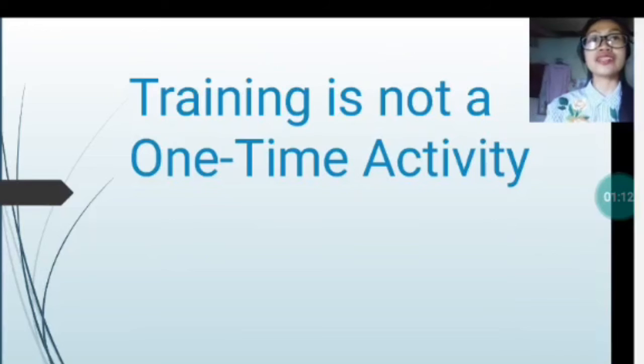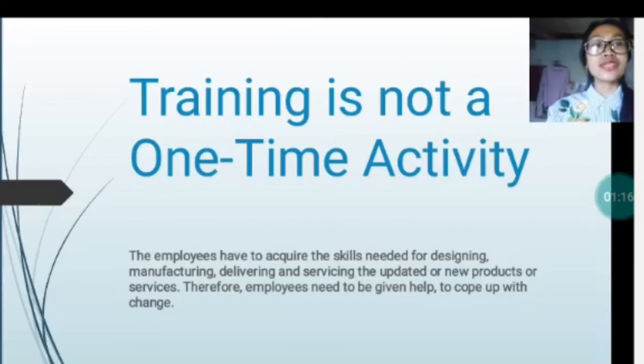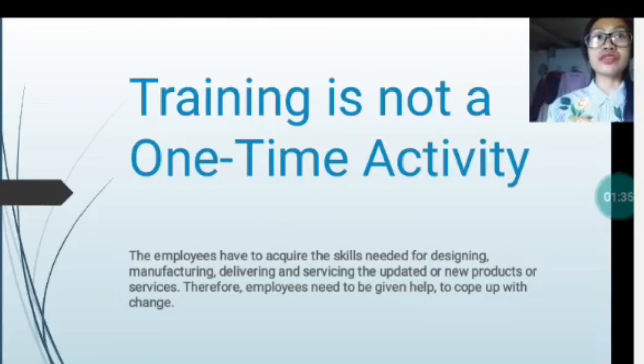Next, training is not a one-time activity. The employees have to acquire the skills needed for designing, manufacturing, delivering, and servicing the updated or new products or services. Therefore, employees need to be given help to cope with change. They are now convinced that training employees is an essential part of the business.